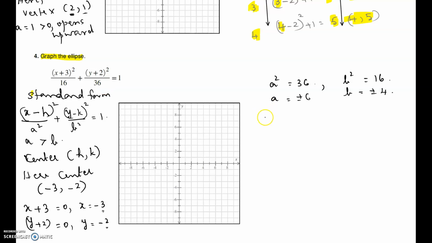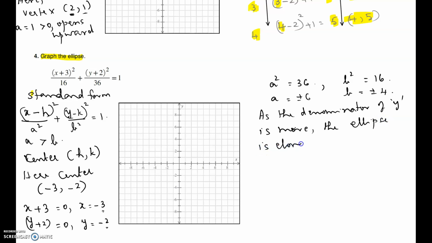So as the denominator of y is more, the ellipse is elongated along the y direction. So the major axis will be along a line parallel to y-axis. The minor axis is a line parallel to x-axis.